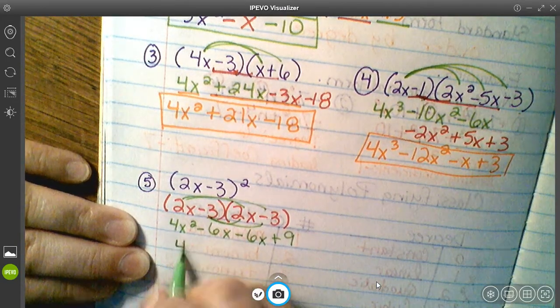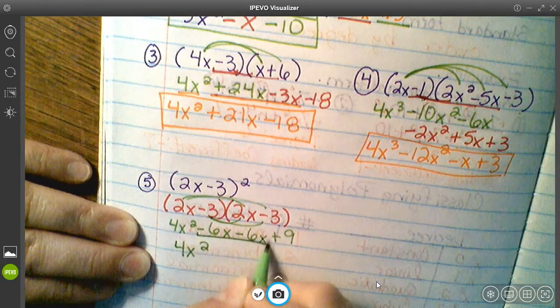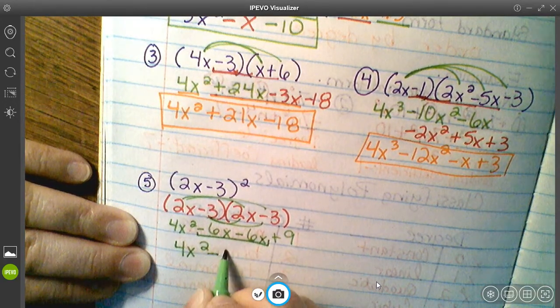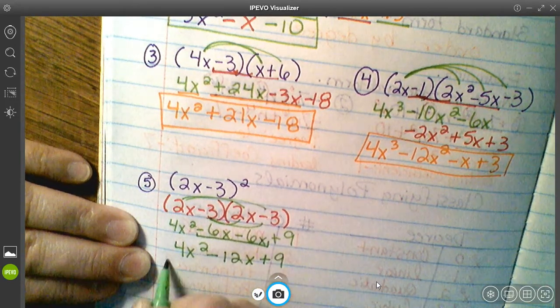When we combine all of our like terms, negative 6x minus 6x is a negative 12x. And then we have the positive 9 at the end.